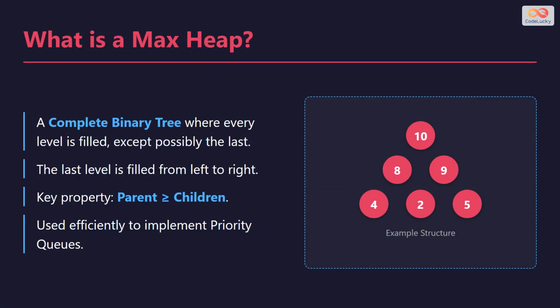First, let's define what a Max Heap is. It is a complete binary tree. This means every level of the tree is fully filled, except perhaps the last one, which is filled from left to right. The defining characteristic is the Max Heap property. The value of any parent node must be greater than or equal to the values of its children.